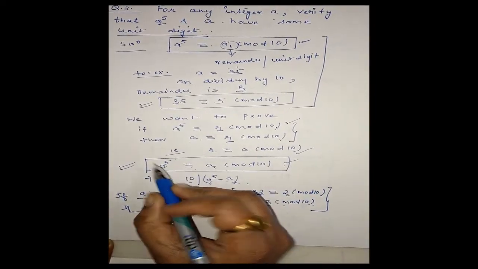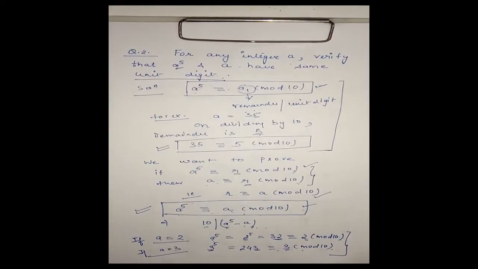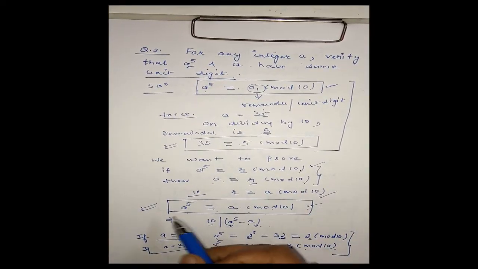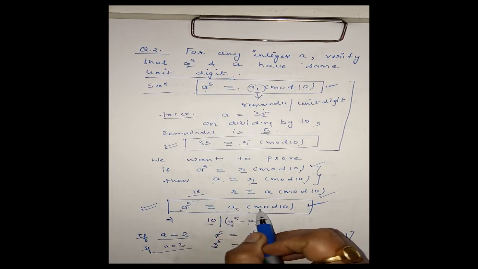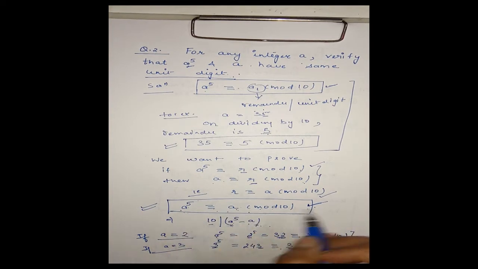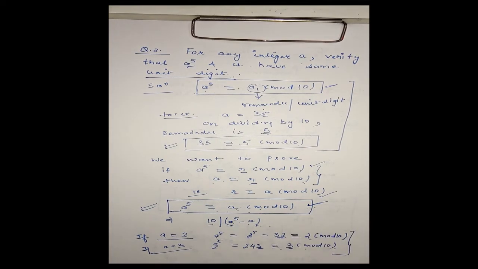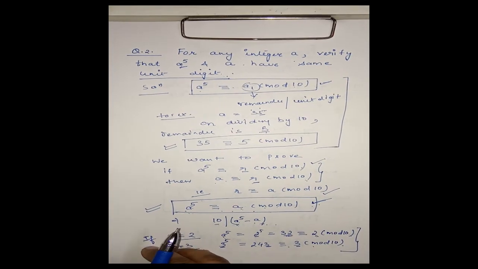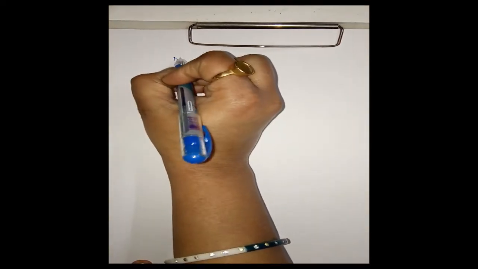That means in order to prove that a power 5 and a have the same unit digit or last digit, we have to set this congruence relation: a power 5 is congruent to a modulo 10. Clear? That we are going to prove. Now let us come to the proof of finding this congruence. a power 5 is congruent to a modulo 10. Clear?